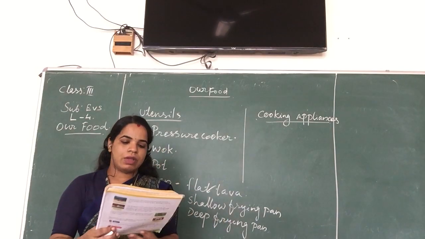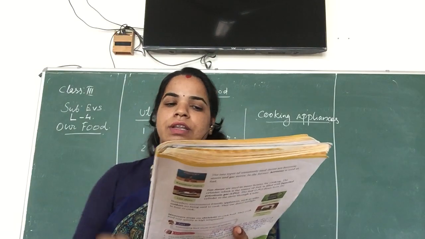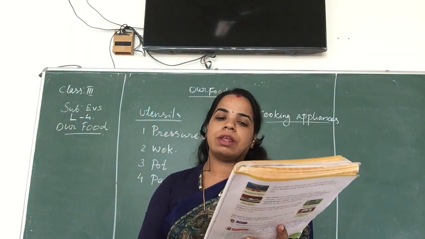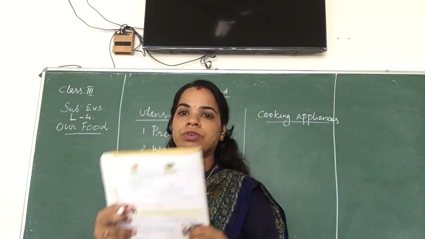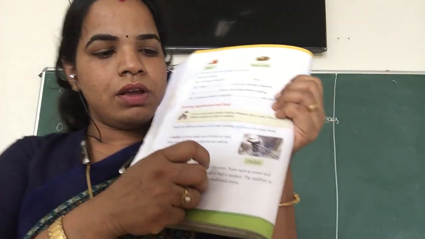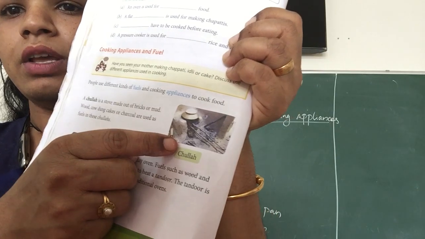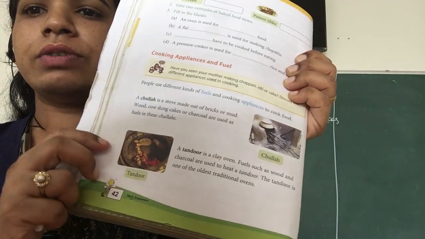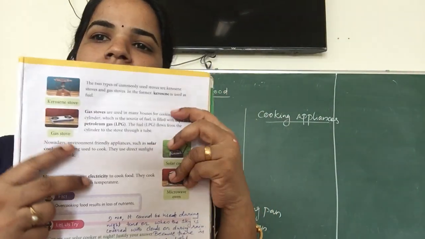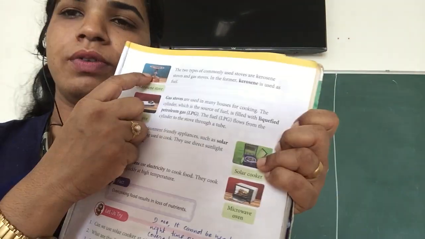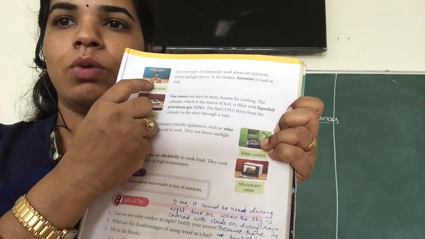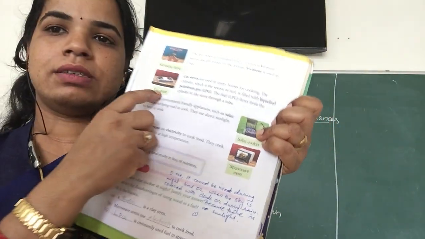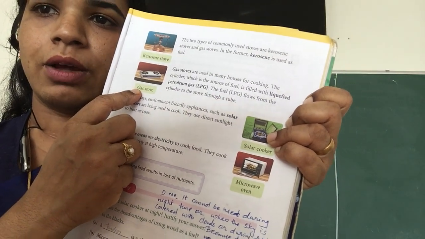Here you have to see that people use different kinds of fuels and cooking appliances to cook food. Whenever you go to the village, you will see the chula. Can you see? Chula. Next you will see the tandoor. Next is an appliance you have in your house, the kerosene stove, and the next one in your home is the gas stove.